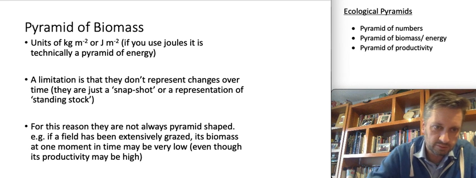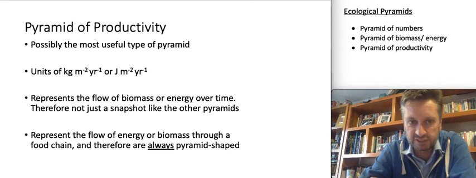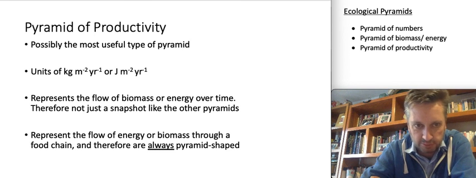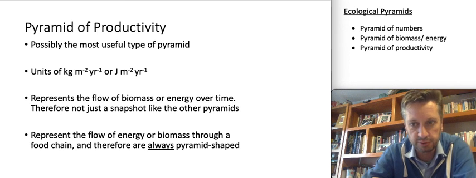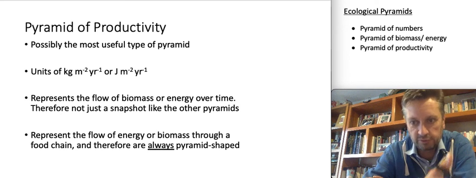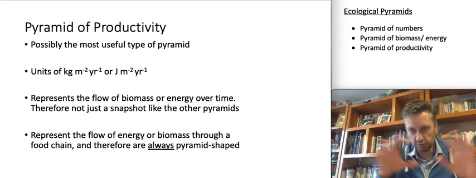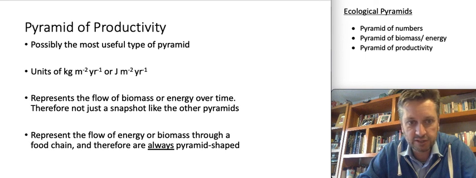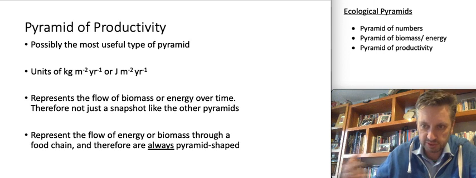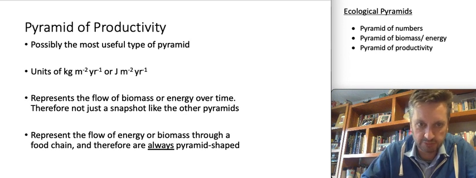So therefore, we come to the final type of pyramid, which is a pyramid of productivity, which I would suggest is the most useful. The units of productivity are kilograms per square meter per year, usually, or if you're looking at energy, perhaps joules per square meter per year. So basically, this is not a snapshot, but an overall big picture of the biomass available per unit time over a long period of time. That's why I refer to it as productivity rather than biomass.